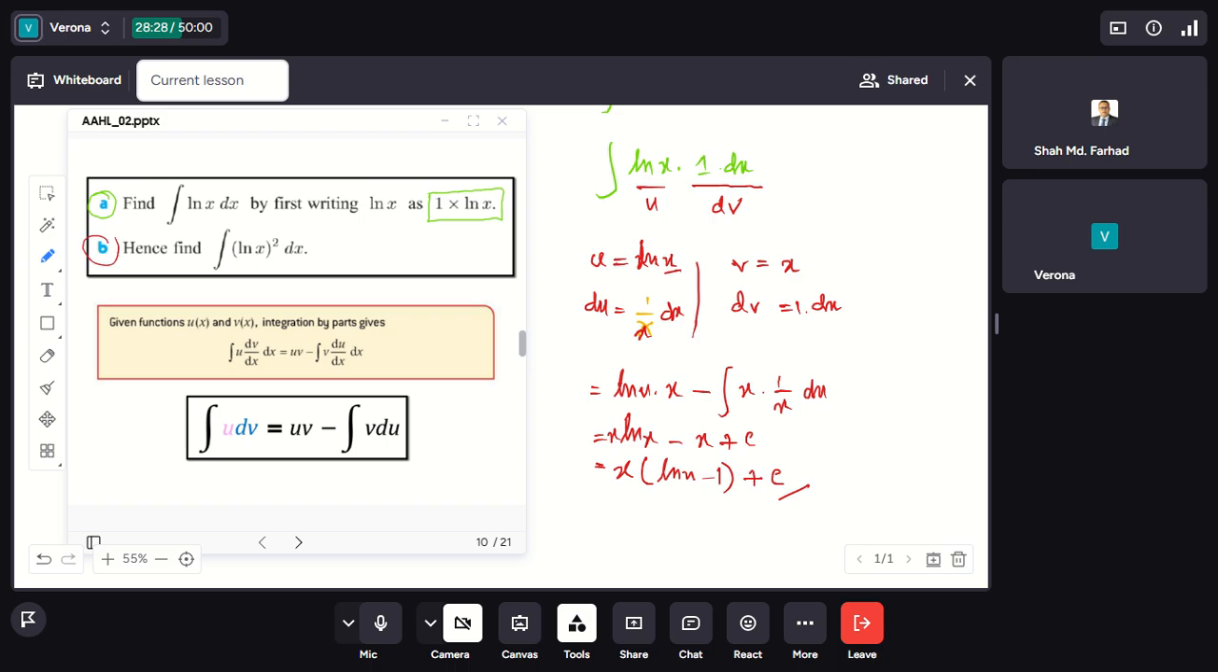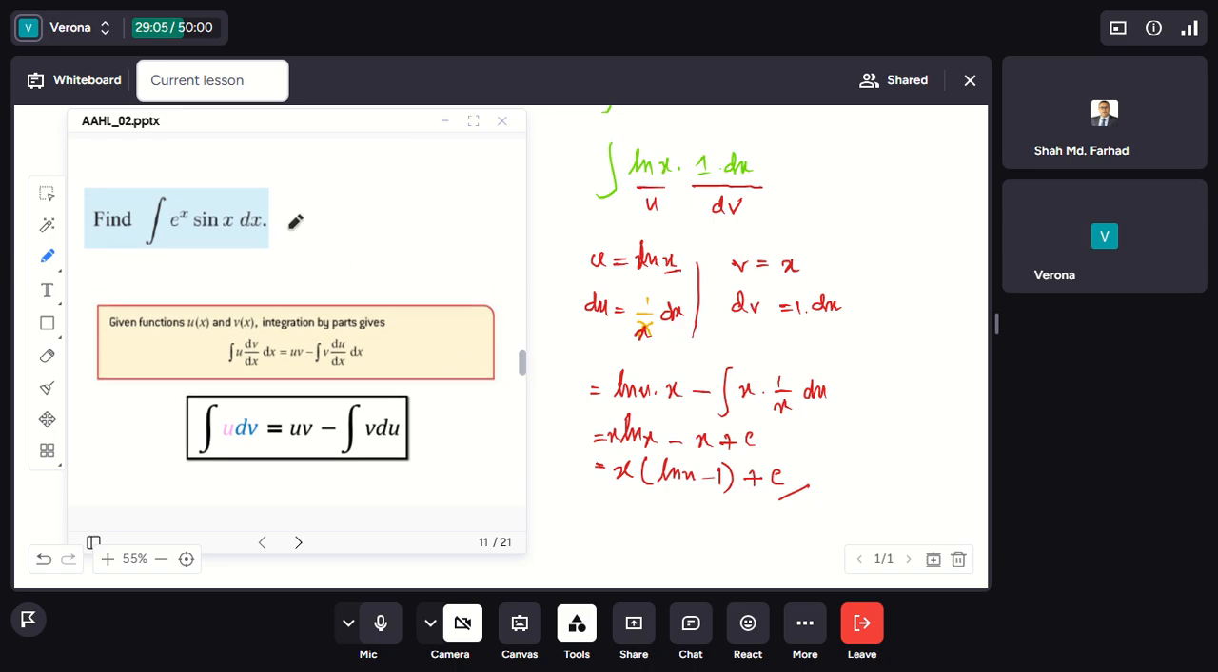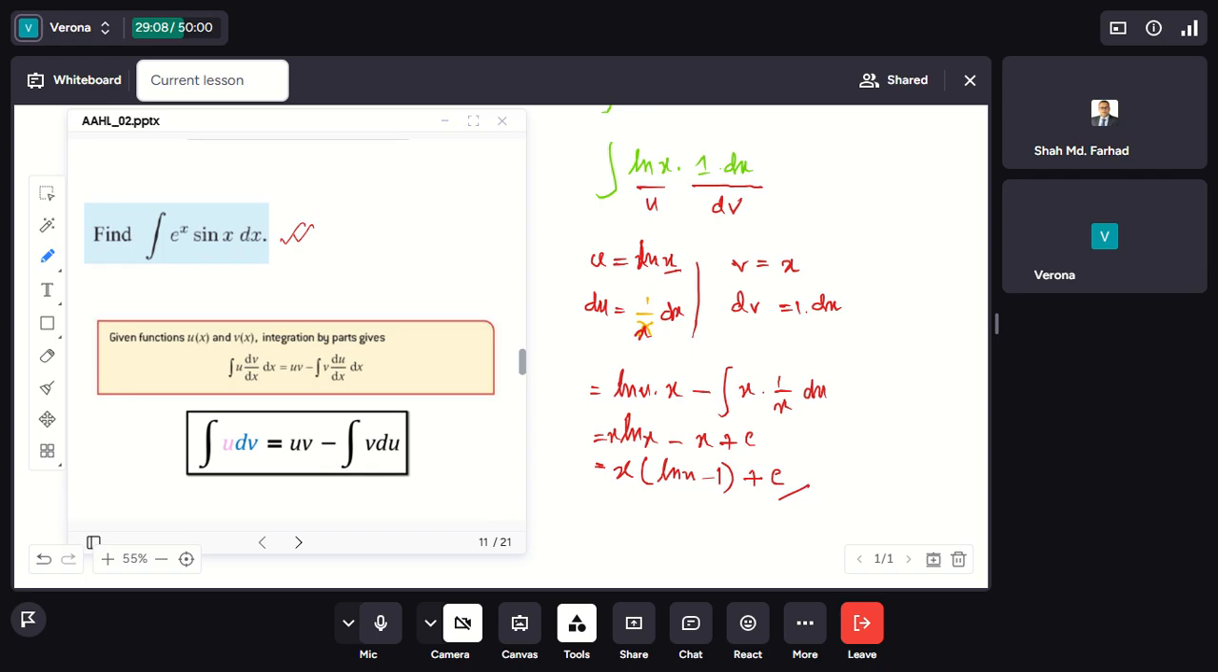Hence, number B, I think you can also do it by yourself. So here also you have to rewrite the integral as ln x square times 1 dx, right? So this will be your homework, home task. And if we go for the next one, I think it's already done by us.